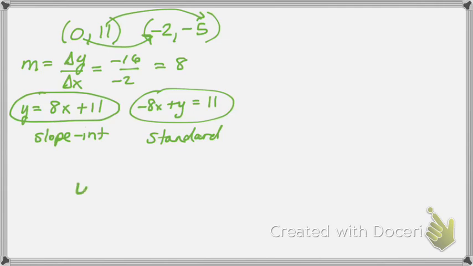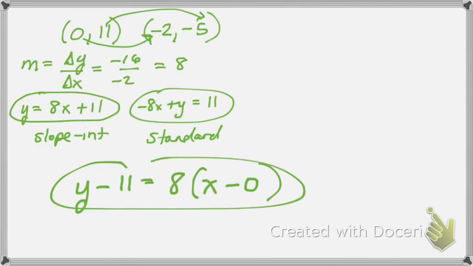and plug my slope in. So if I wanted to do point slope, I could do y minus 11, or I could do y plus 5, whichever point you want to use. Slope is 8. I use the 8, so now I got to use the point. So there's point slope form. But you can have any point on the line here. I could have used the -2 and the -5. So that would be point slope. Everybody okay with that?